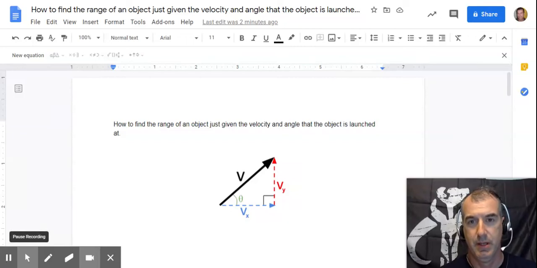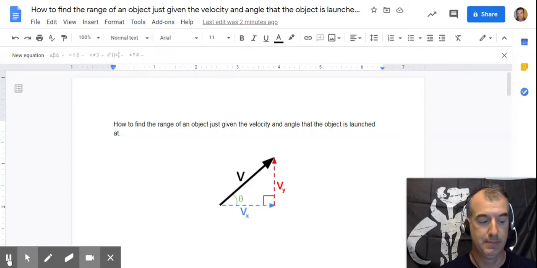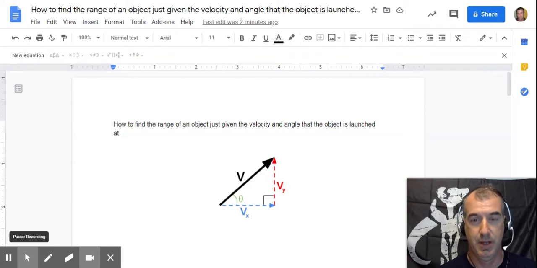Hello everyone. This video is to go over how to calculate the range of an object when only the initial velocity and the angle that it's launched at is given. There is a caveat to this particular derivation, and that is I am assuming that the starting height and the ending height are going to be the same. So think of a football field, a soccer field, or a field hockey field where the playing field is level.